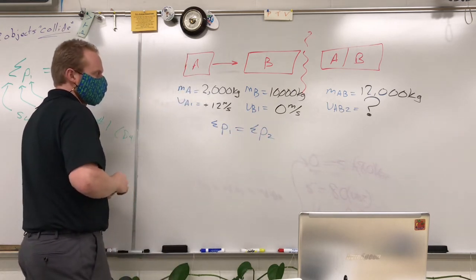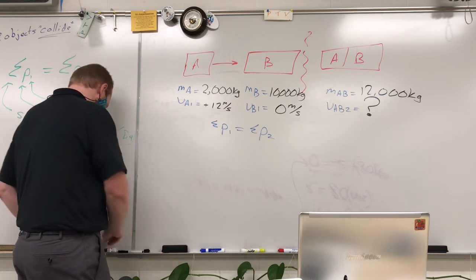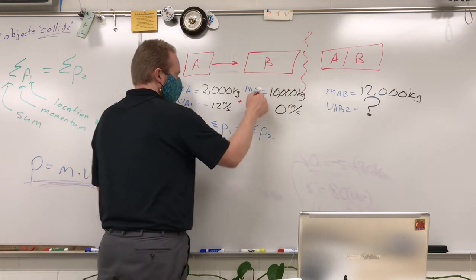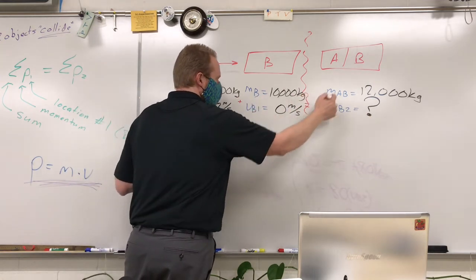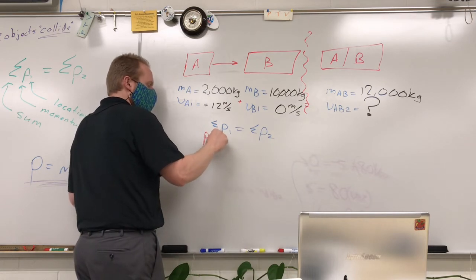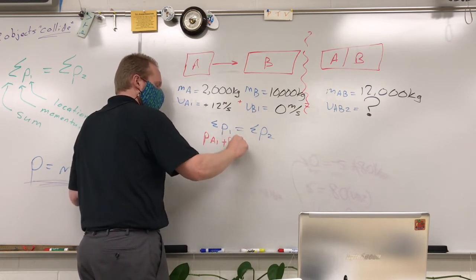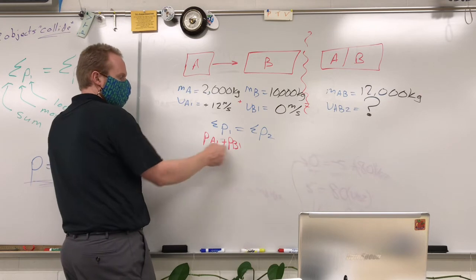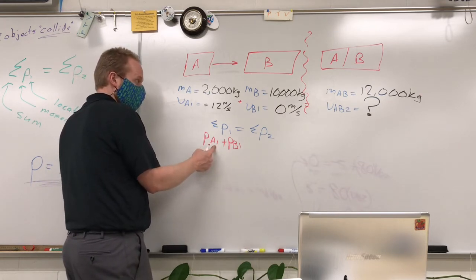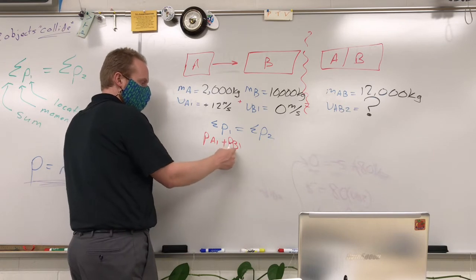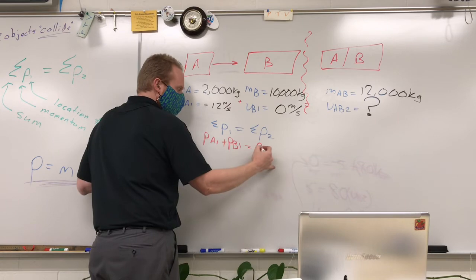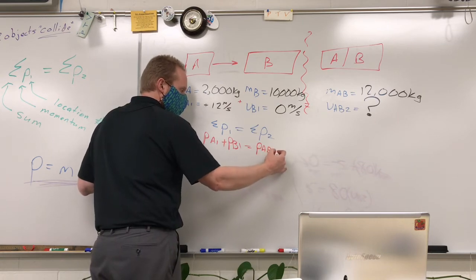So once we have all that, the sum of all my momentum before is equal to the sum of all my momentum after. Mass times velocity plus mass times velocity is equal to mass times velocity. That's what's going to happen here. I have 2 objects before, so I have to have 2 momentums before: the momentum of object A at location 1, and the momentum of object B at location 1. And I'm going to end up with 1 momentum afterwards.